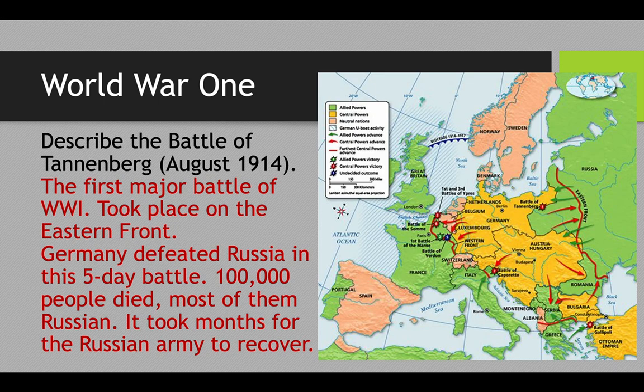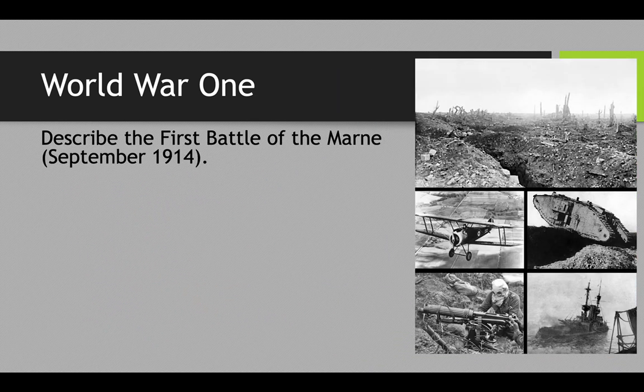Now, the fact that it only took 5 days implies that the trenches had not been established yet. In fact, it was right after this battle that the trenches were dug in, and a lack of progress ensued. But the fact that most of the casualties here were Russian made Germany very optimistic for the war, and it took the Russian army months to recover. This war was disastrous for everyone involved, even the winners, but it was most disastrous for Russia. No country lost more people than Russia did in World War I.